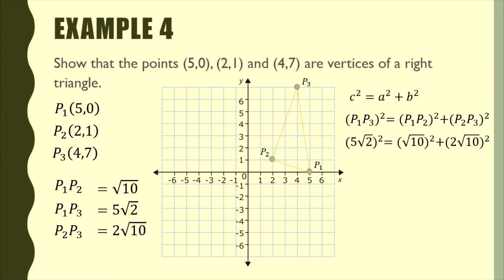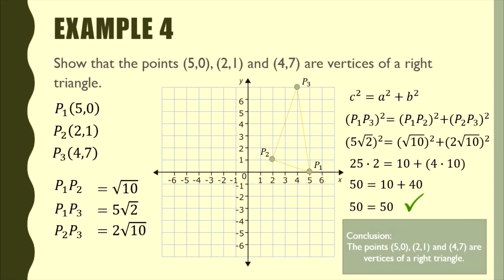Next is simplifying each values, so you will have 25 times 2 is equal to 10 plus 4 times 10. So that becomes 50 is equal to 10 plus 40. Simplifying the right hand side, you will have 50 is equal to 50. Since both sides are equal, therefore we can say that the lengths of the sides of the triangle satisfies the Pythagorean theorem. And if that's the case, we can say that the points 5, 0, 2, 1, and 4, 7 are vertices of a right triangle.